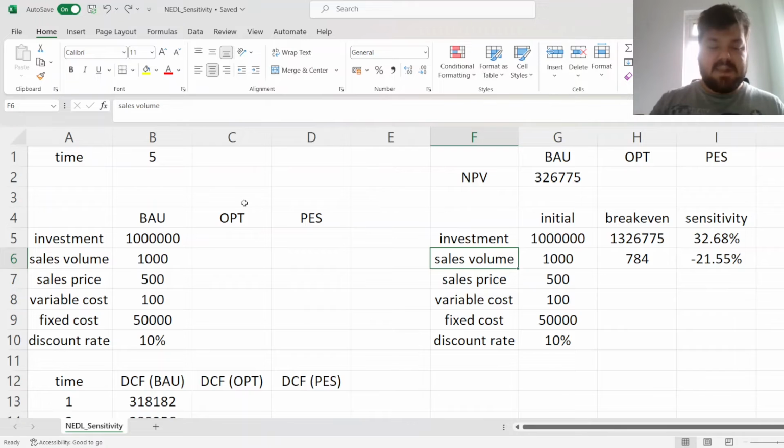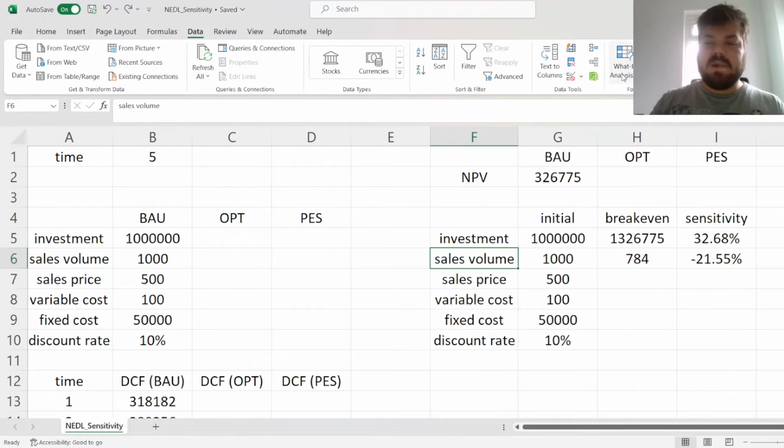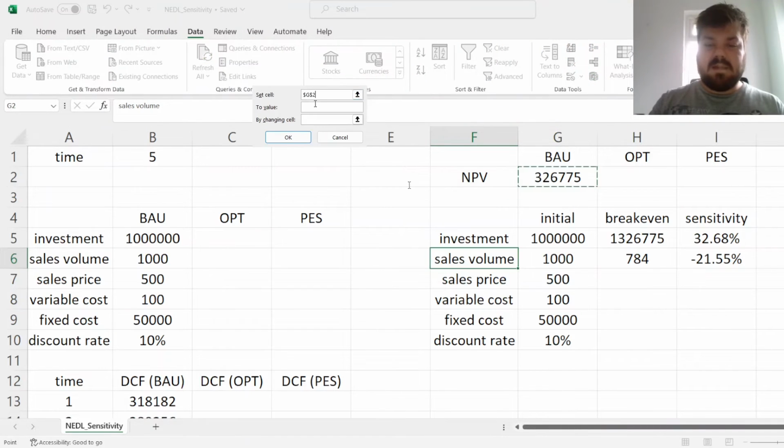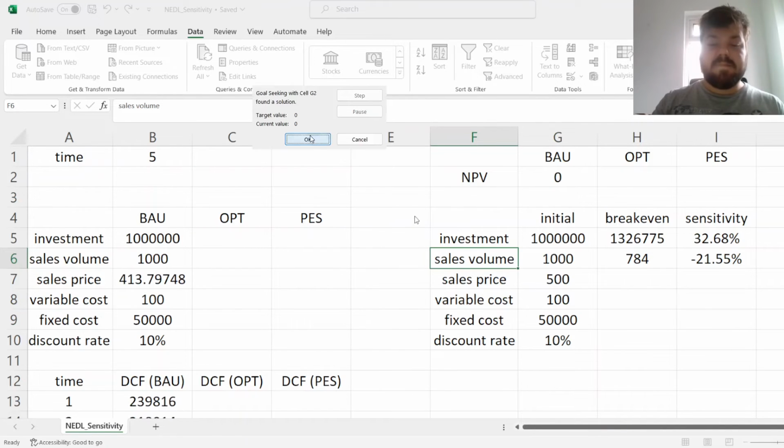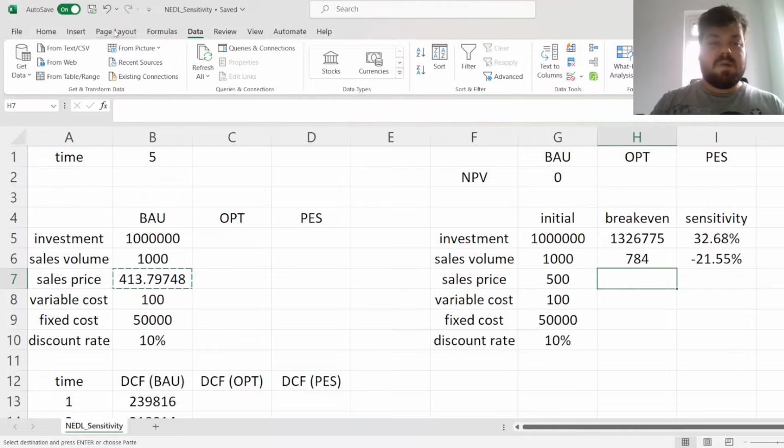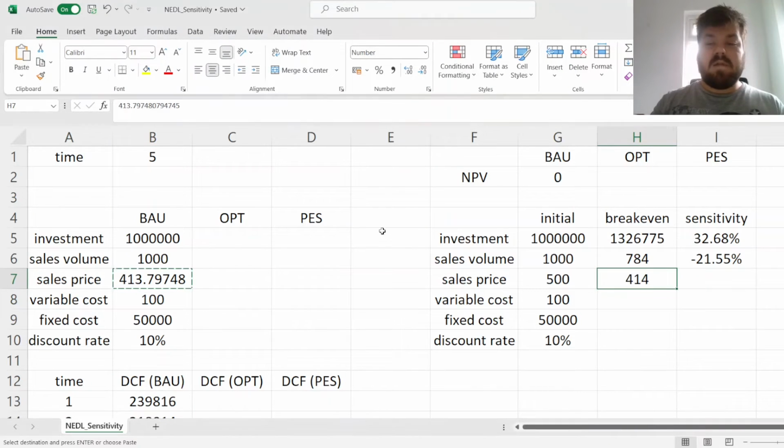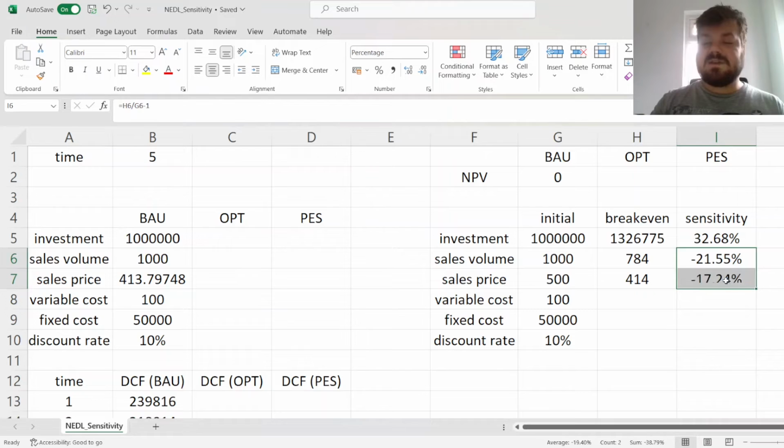Now we reset our initial conditions. We go to goal seek again, set NPV to 0 by changing the sales price, and that creates a value of 414, which results in a sensitivity of 17.24%. That's the most sensitive of the factors so far, because this is the lowest absolute value of the three. The sales price can go down by only 17.24% for the project to still remain profitable.